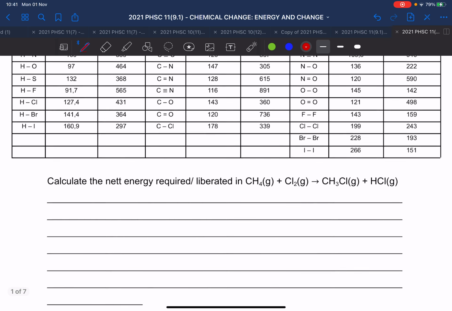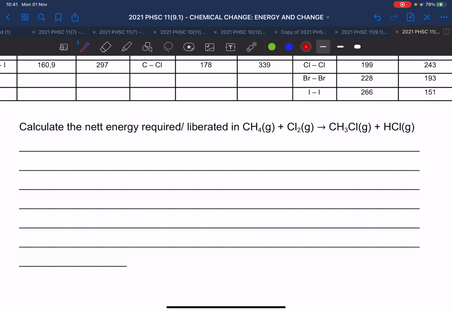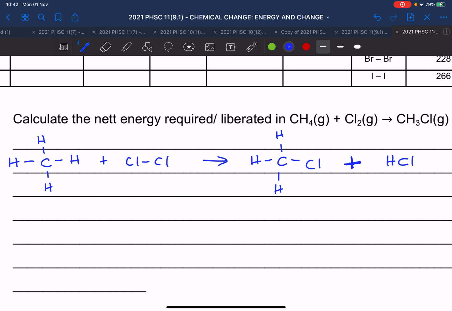Now let's see how we use it. Calculate the net energy required or liberated in the following reaction. Now, when you're going to do an equation like this, you're first going to rewrite the equation in its Kekulé notation. The notation is where you just draw the lines that represent the bonds. You don't draw the Lewis structure where you show all the electrons. You just show the bonds. Okay, so there you have methane, and that's going to react with chlorine. And it gives you CH3Cl and HCl. Okay, so this is the reaction that was given there at the top, but just in bond notation, just to show the shape and the bonds.